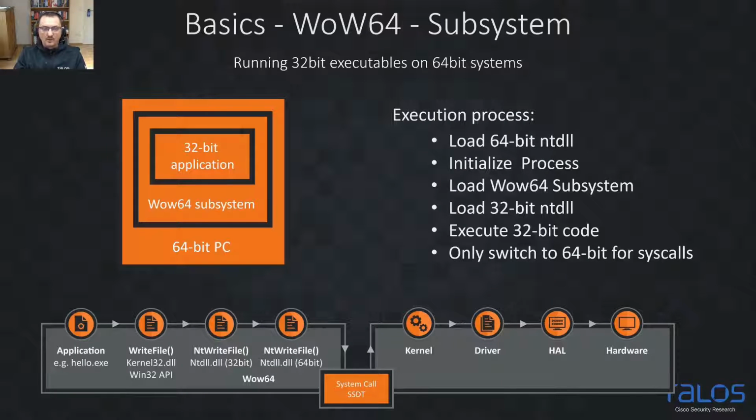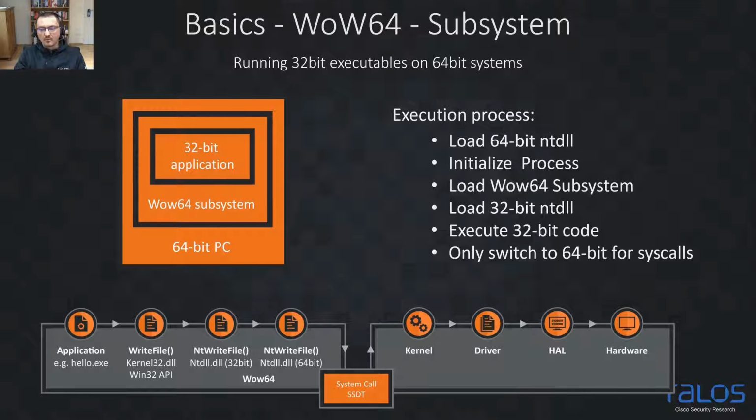Before I go into the next section and explain how they are using Heaven's Gate, I would like to do a quick refresher on how the WoW64 subsystem works on Windows. You all know that you can execute 32-bit applications on 64-bit Windows PCs, and the way it works is by loading a couple of WoW64 subsystem DLLs into the process space. They are doing the translation between the 64 and the 32-bit world.